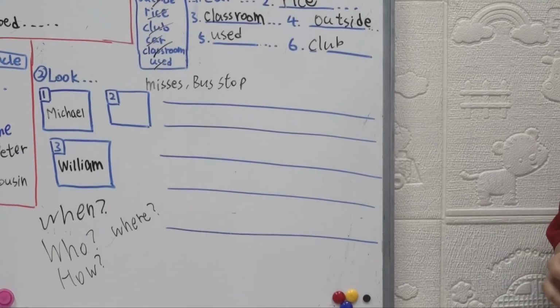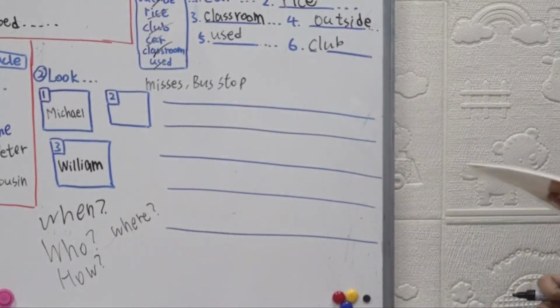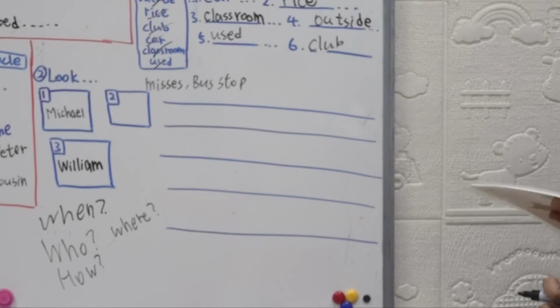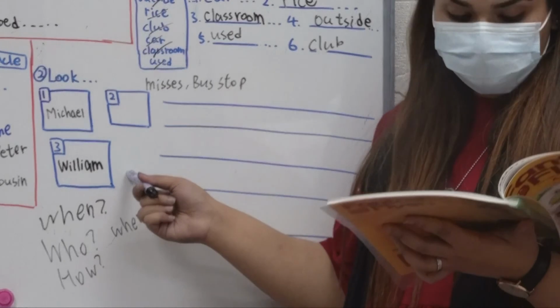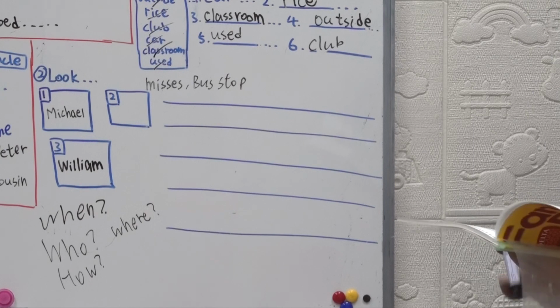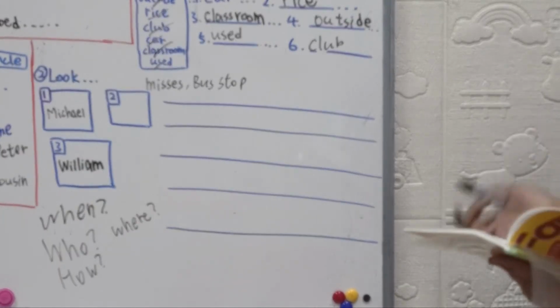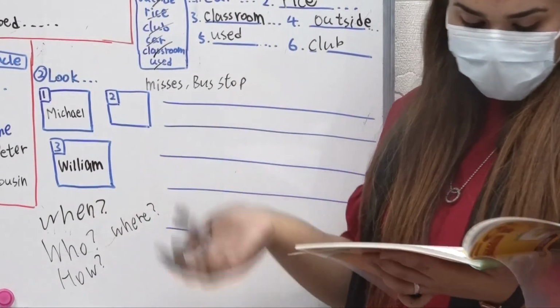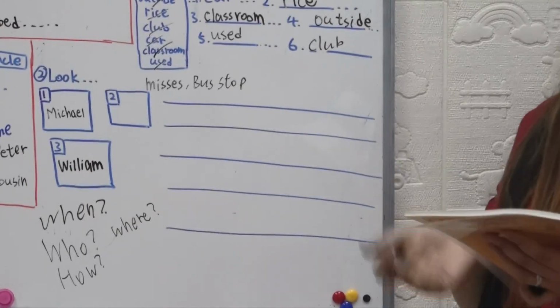And then the third picture, as I said, William, right? So what is William doing? William is riding his bicycle, and then he gives Michael a lift, or you may say William offers Michael help, right? And then you may say they arrive at school on time.